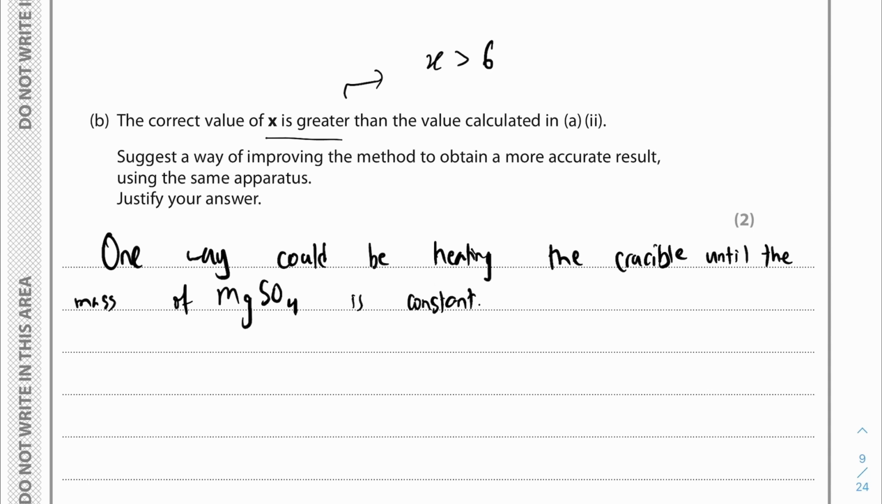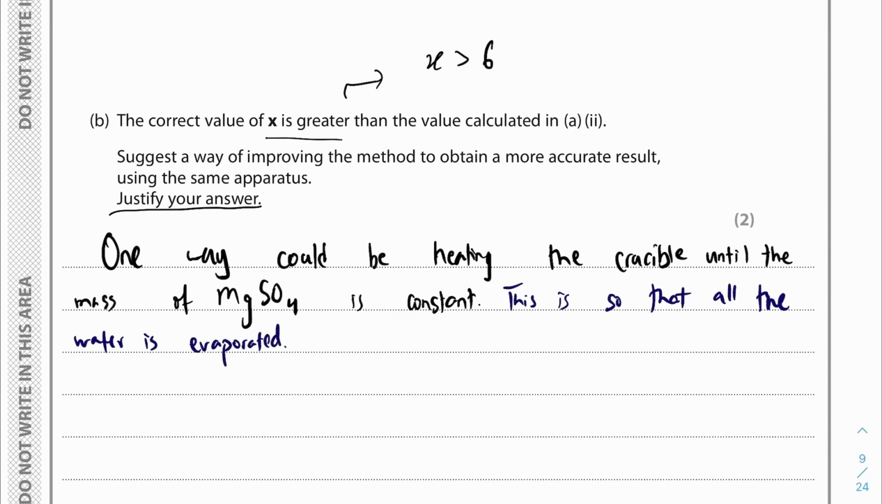Both are fine. So why do we do this? It says justify your answer at the end of the result, right? So what does heating help us do? It eliminates all the water, right? And how is it eliminated? It's evaporated. So this is so that all the water is evaporated.